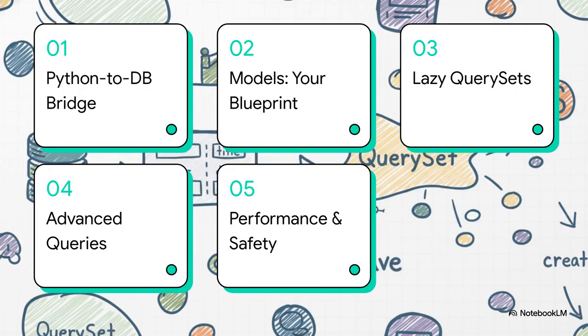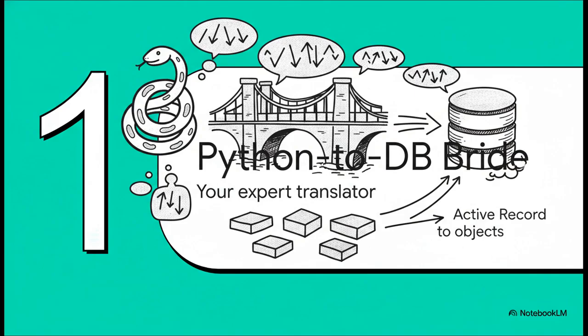So to really get how this all clicks together, we're going to walk through 5 main ideas. We'll kick things off with the ORM's basic job as a translator, then we'll dive into models, the genius behind lazy query sets, some really powerful advanced queries, and wrap it all up with the super important stuff, performance and security. First up, the bridge itself.